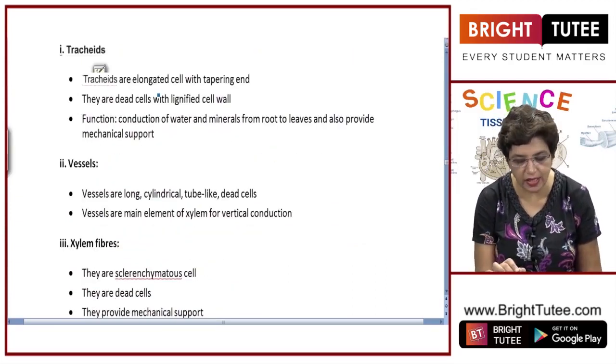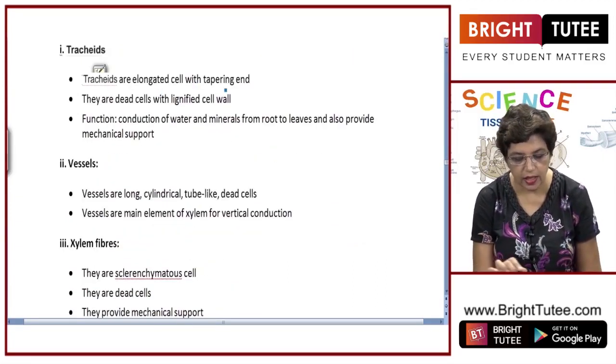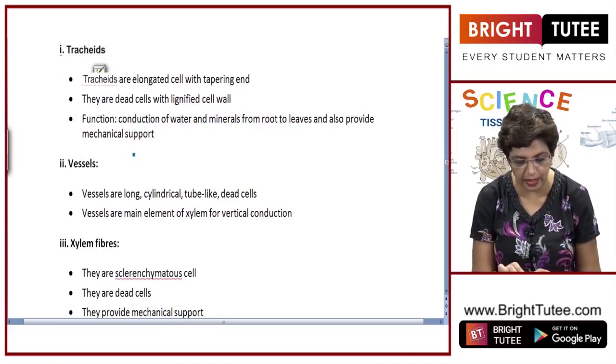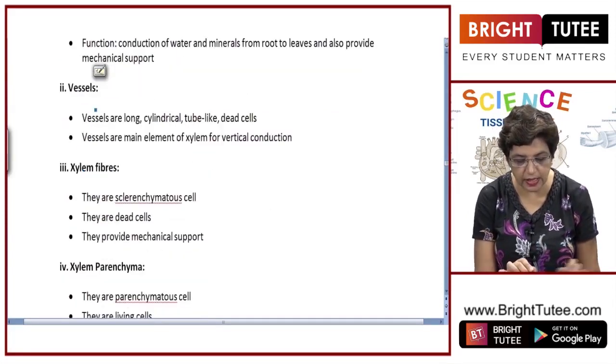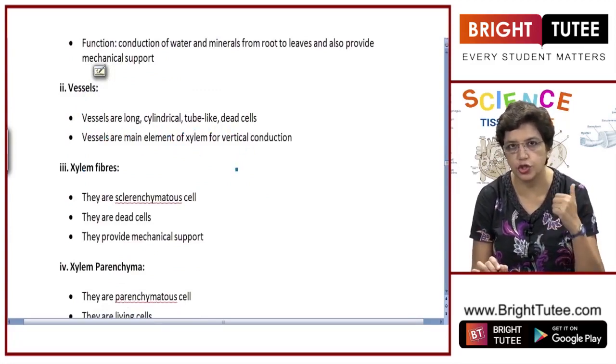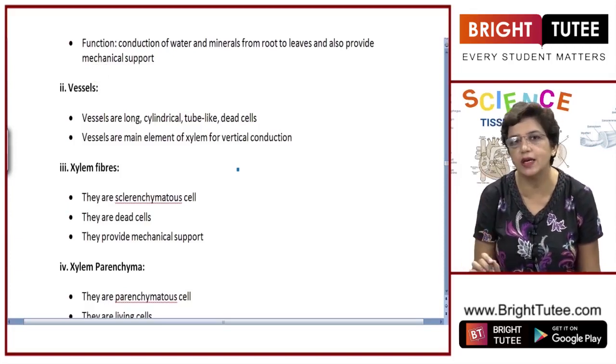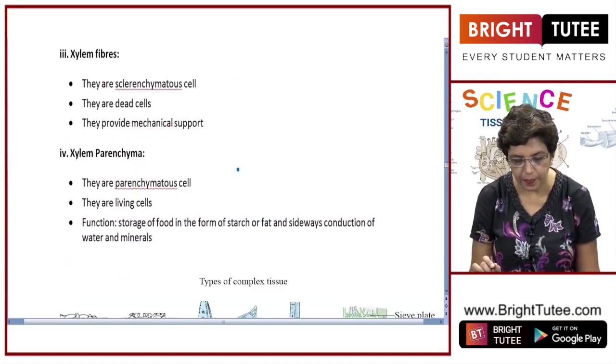Tracheids are elongated cells with tapering end. They are dead cells with lignified cell wall. The function is conduction of water and minerals from roots to leaves and also provides mechanical support. The second is the vessels. They are long, cylindrical, tube-like dead cells. They are the main elements of xylem for vertical conduction. So tracheids and vessels together help in the vertical conduction of water and minerals.